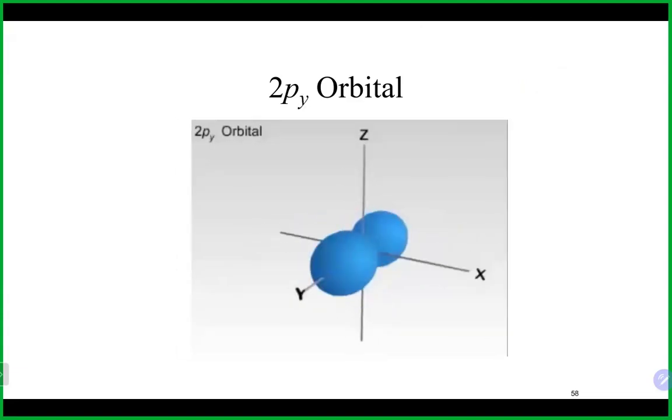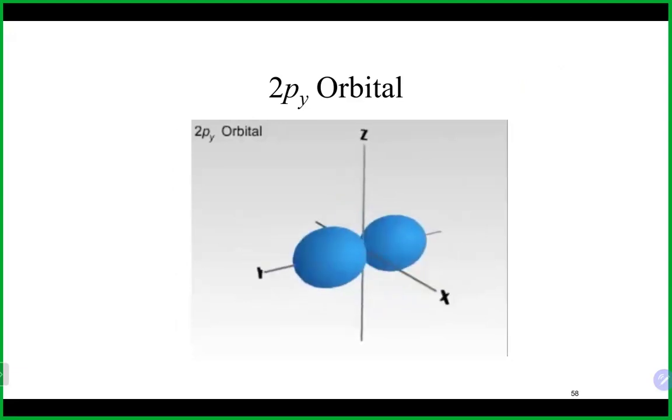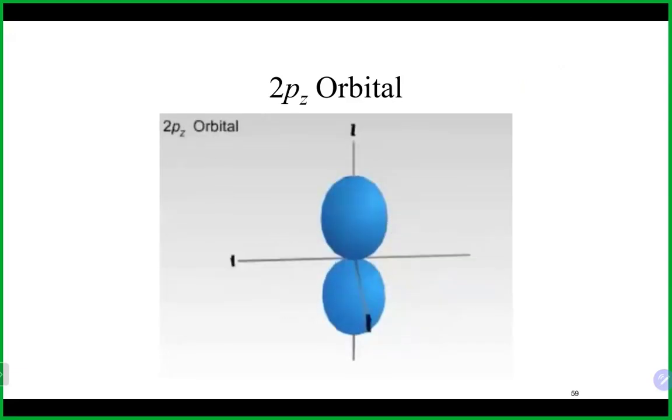This is the 2py, which looks the same. It's in the shape of a figure 8 along the y-axis. And then obviously we have a 2pz. The 2pz orbital is in the shape of a figure 8 along the z-axis.